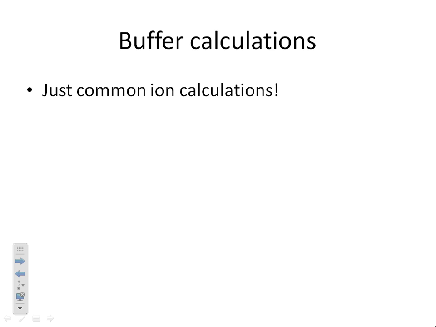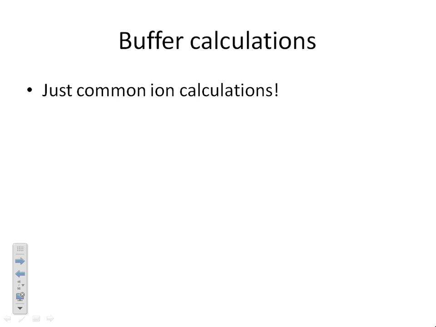Now, buffer calculations are kind of the easy part of buffers. They're based on things that you can already do. They truly are simply common ion problems. If you go back to my common ions video and look at those example problems with acids and bases, you have a weak acid and a conjugate base together at the beginning of the problem. Initial concentrations of weak acid, initial concentrations of conjugate base. You know how to solve that problem.